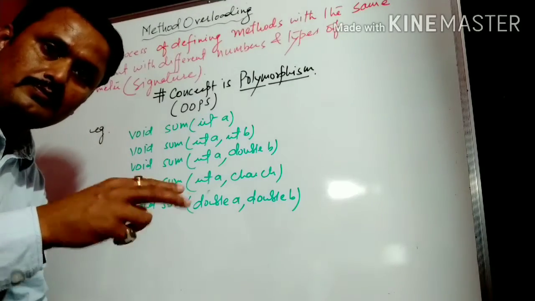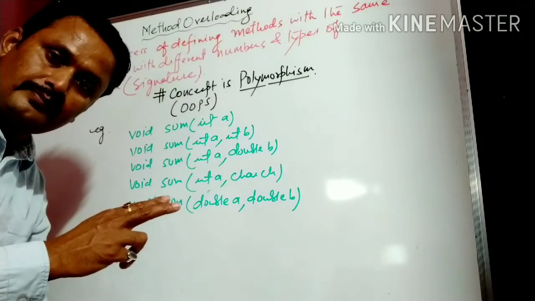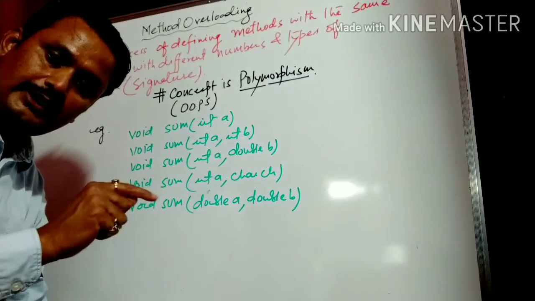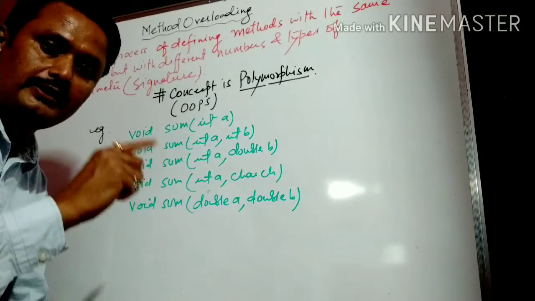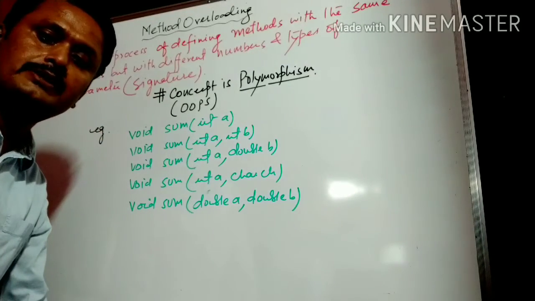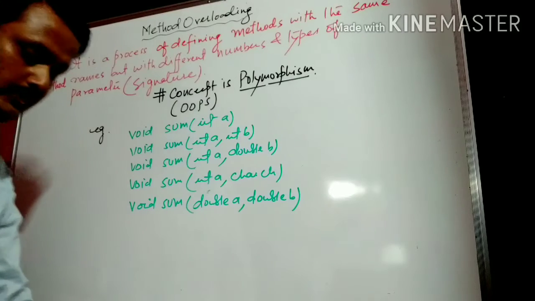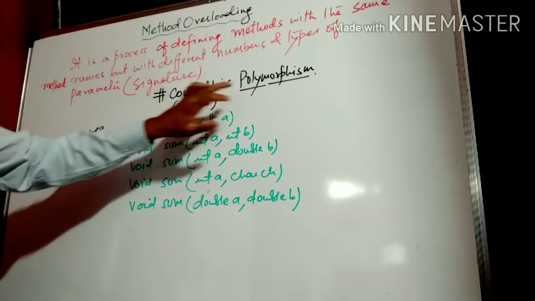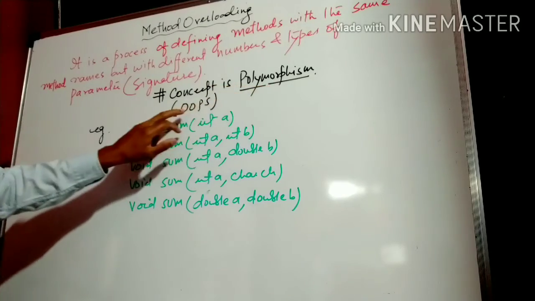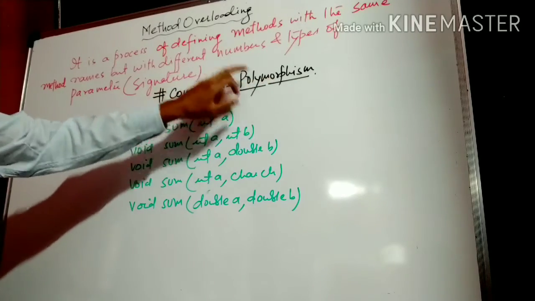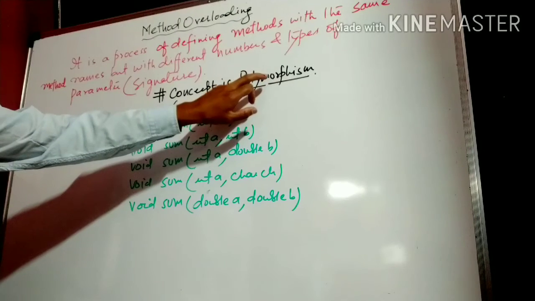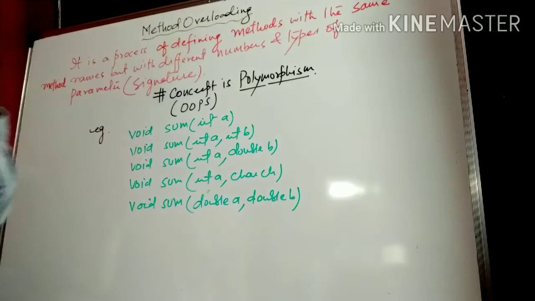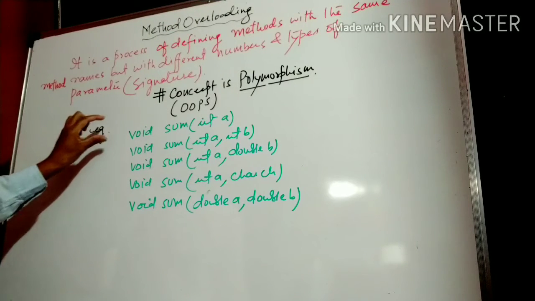In a program, there are more than one function, and the name of the function will be the same. Function name the same but with different signature is known as method overloading or function overloading. This is the OOPS concept of polymorphism. This is a concept name, and the program is method overloading. Here is one example, just see.